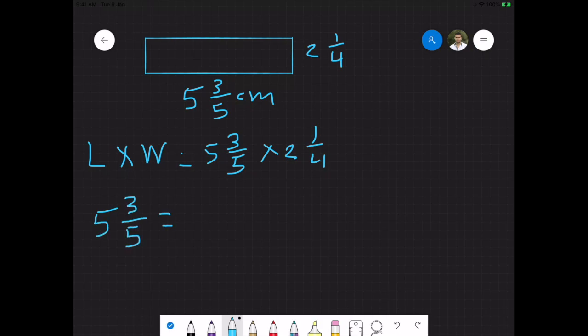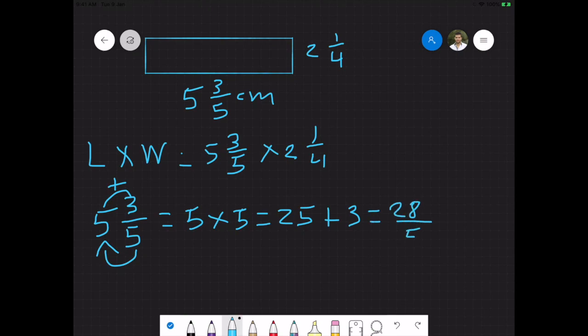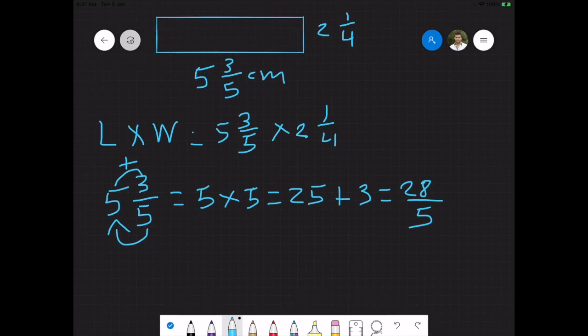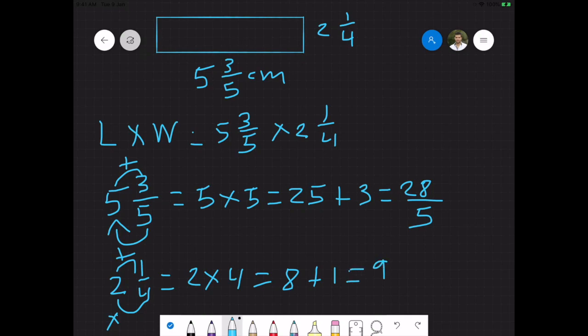What will we do? We will do 5 times 5, which is 25. We will add the remainder, which was 3, into this division, and we'll get 28/5. Excellent. Now let's convert 2 1/4, which is 2 times 4, which is 8. We will add the remainder, which will get us to 9/4. Wonderful. So now I'm ready to find the area. 5 3/5 became 28/5 and 2 1/4 became 9/4. Let's go ahead and do this multiplication.